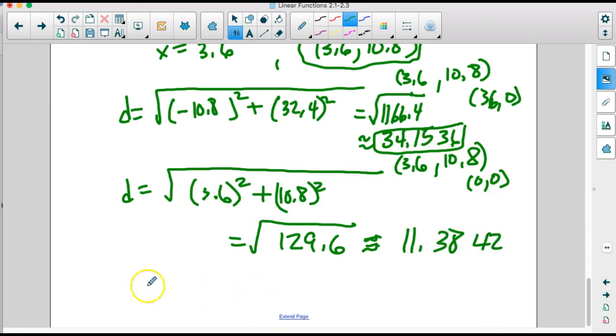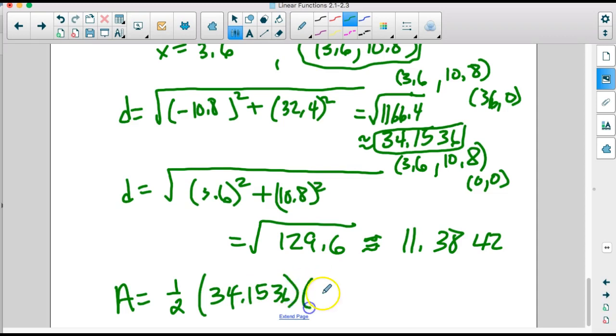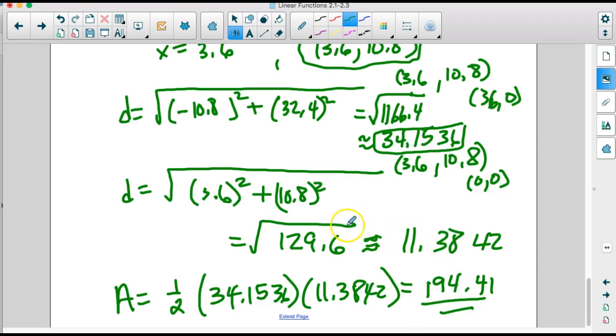11.3842. Okay, so the area formula is what we're looking for. It's going to be half of the base, which we said was 34.1536, times 11.3842. All right, I get 194.41 if we round. So we kept 4 places on these so that we can keep 2 on this one. The more places you keep before, the better. You don't want to round too much before you get to the last step, because then you'll have more rounding error.